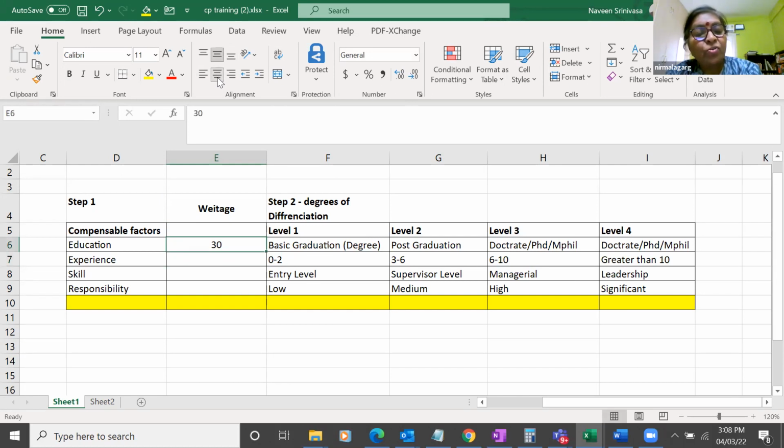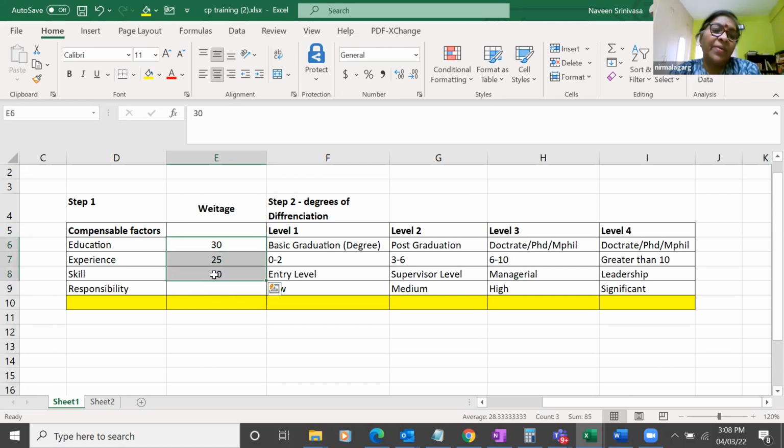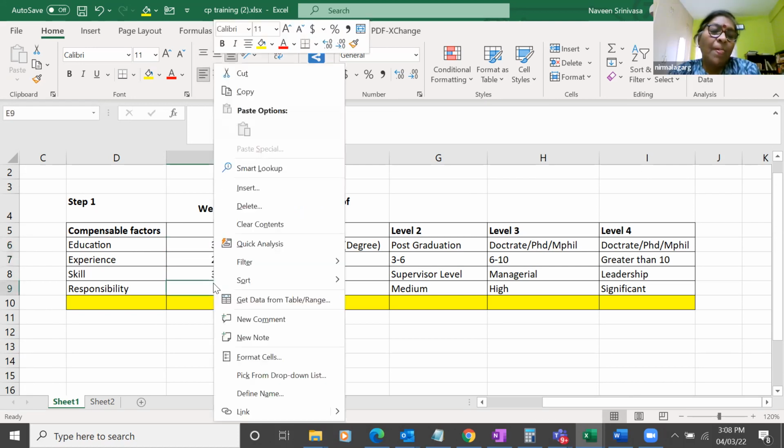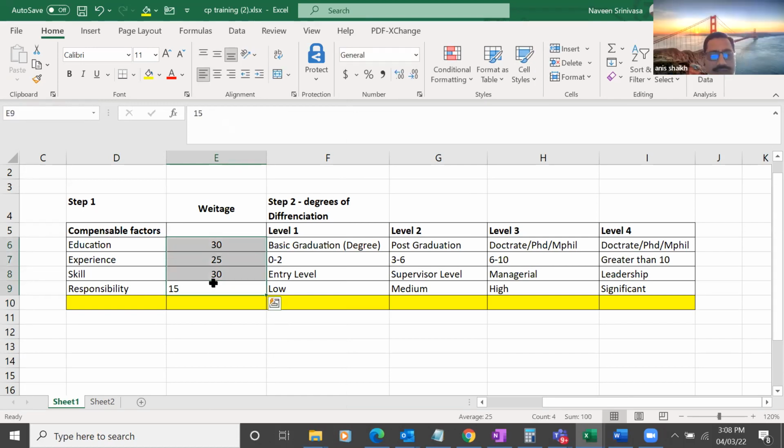It's a manufacturing, so make it about 25 or 30. 25, then 30. Skill, how much? Okay, so the rest will be responsibility. 30, 30, 60, 60 plus 70, 85. 25 responsibility. Are you sure it's 100? No, 15. So now 15, reduce only.